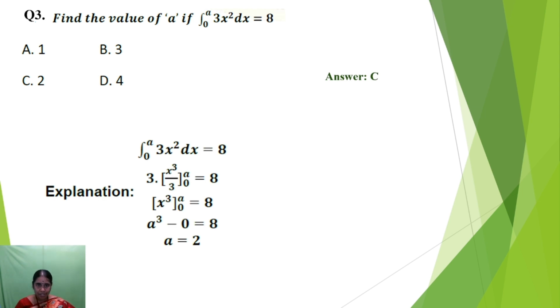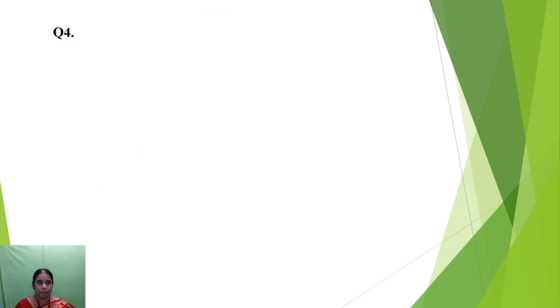Here is your explanation. The integral from 0 to a of 3x² dx is 8. Taking 3 out as a constant, on integrating x² we get x³ by 3, with limits 0 to a. Applying the upper limit minus the lower limit, we get a³ by 3 minus 0. The 3 and 3 cancel, so a³ is equal to 8, which means a is 2. So the answer is 2, which is option C.